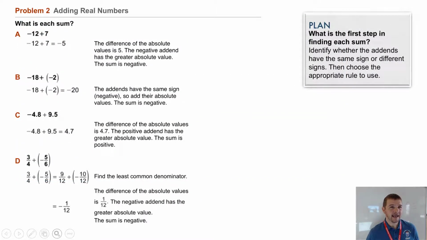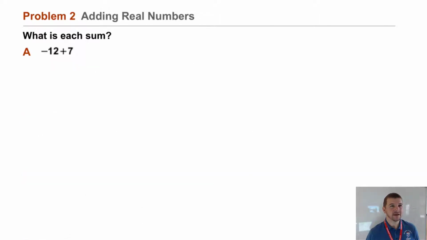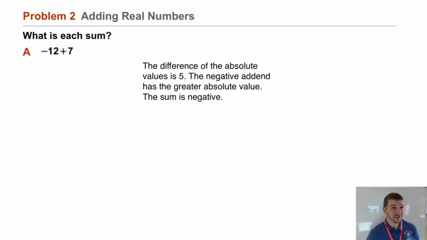Problem 2, adding real numbers. What is each sum? Part A, negative 12 plus 7. Well, negative 12 plus 7, we can find the difference of the absolute values of these numbers, negative 12 and 7. That difference is 5, but we'll apply the same sign as the value that has the greatest absolute value. That was negative 12. So negative 12 plus 7 equals negative 5.